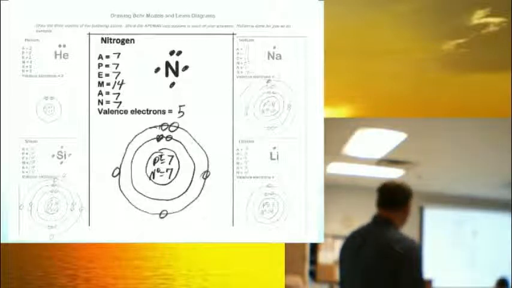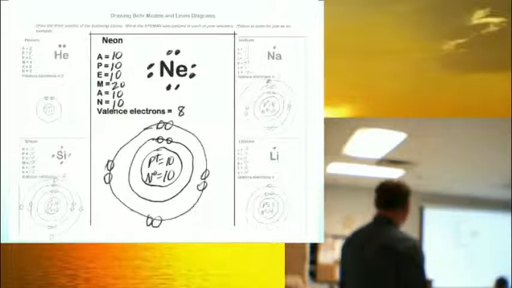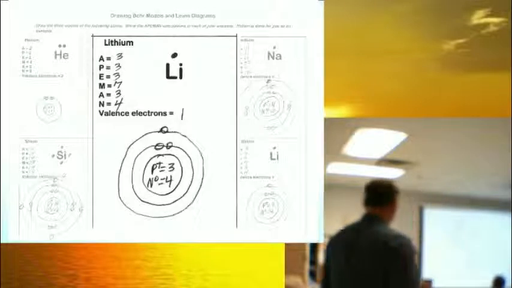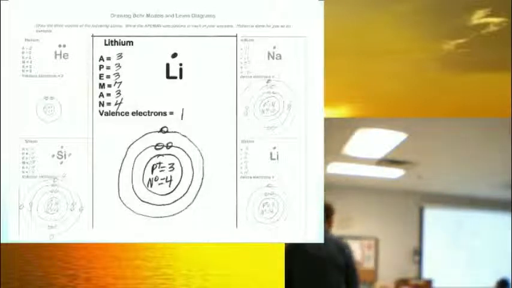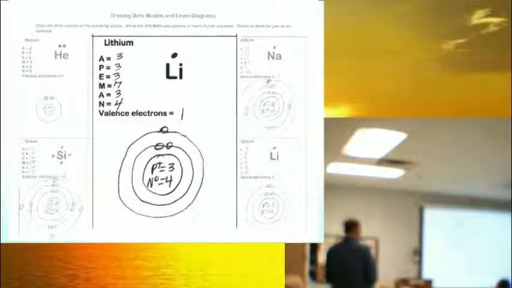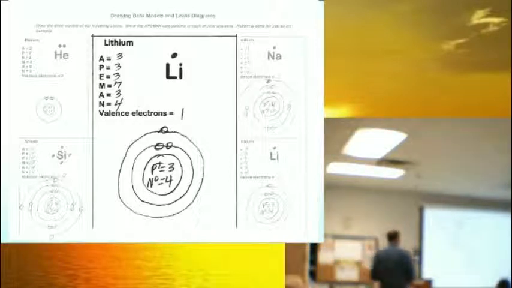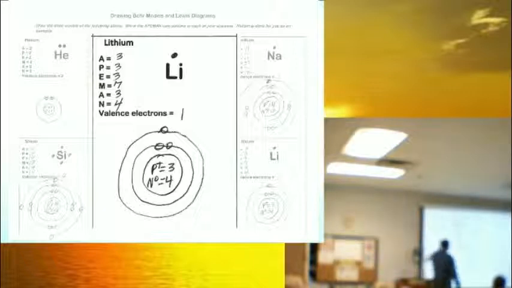Neon we did together, so I'm just going to skip past that one. And the last one was lithium. Lithium is in column 1A, therefore it has 1 valence electron. Its mass is 6.9, so we round it to 7. That gives us 4 neutrons, 1 valence electron, 2 in the inner shell, 1 in the outer.